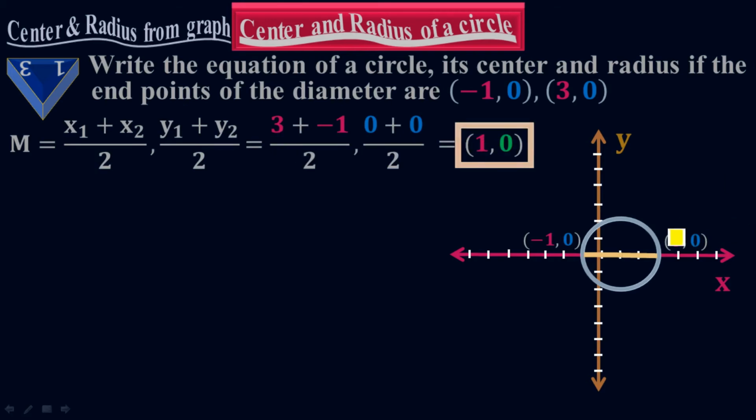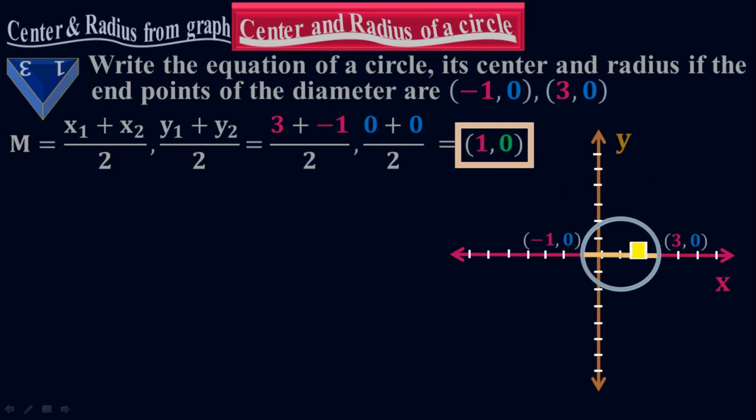X sub 1 is 3, plug in 3 for x sub 1. X sub 2 is -1, plug in x sub 2 equals -1. Y sub 1 is 0, plug in y sub 1 equals 0. Y sub 2 is 0, plug in y sub 2 is 0 as well. Positive times negative will be negative. So 3 minus 1 will be 2. 2 over 2 will be 1. And 0 plus 0 will be 0. 0 over something will be 0. So I will have 0 here.